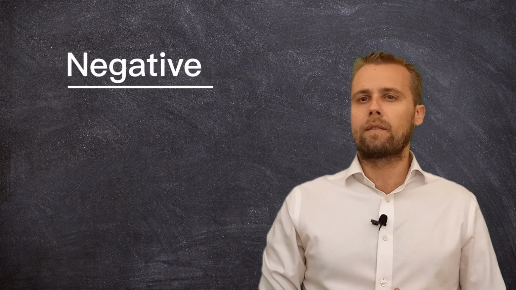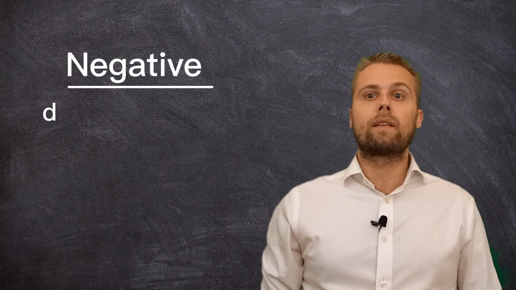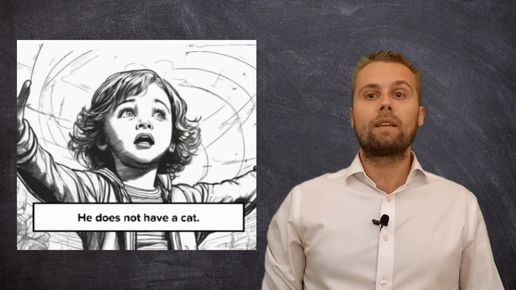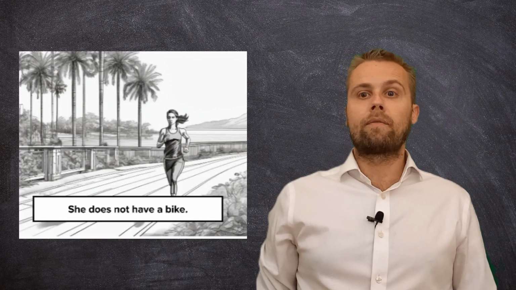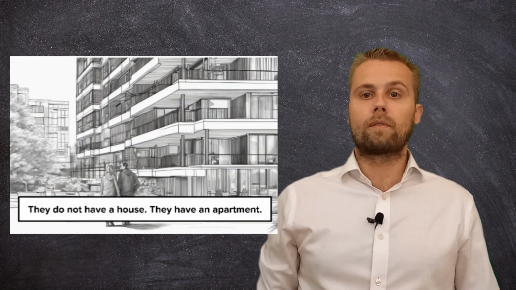Now let's look at negative sentences with have. When we make a sentence negative, we add do not or does not. For example, he does not have a cat. She does not have a bike. They do not have an apartment.